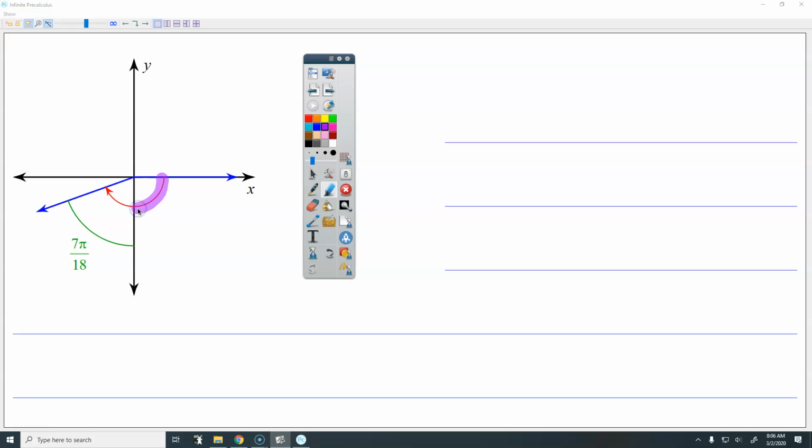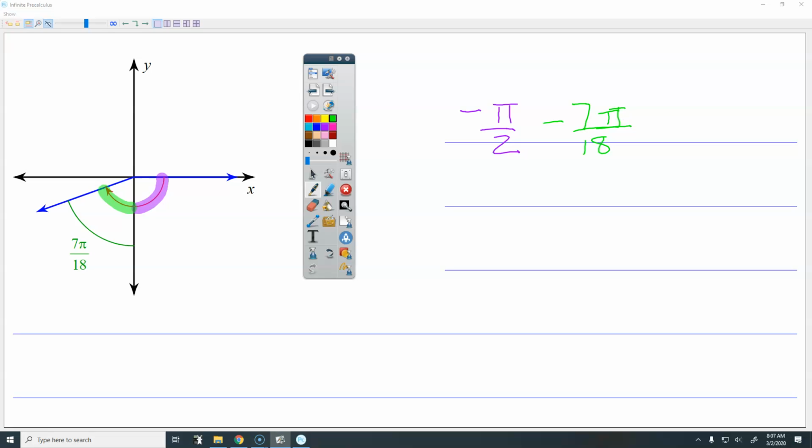What's that? That's negative pi over 2, right? And then what's this? That's negative 7 pi over 18, right? All right, so here we go. We're going the other way when you go there with a negative. So we have negative pi over 2 for the purple region, and for the green region, we have negative 7 pi over 18.